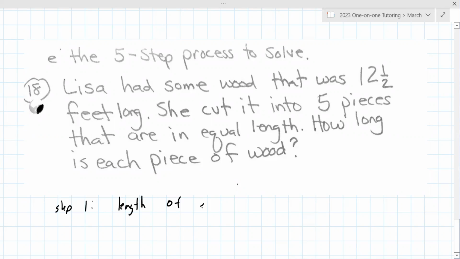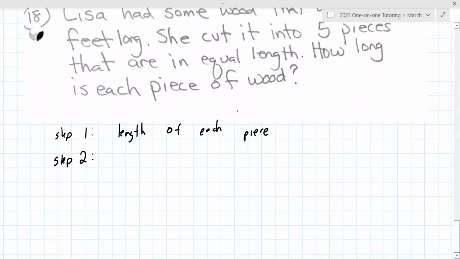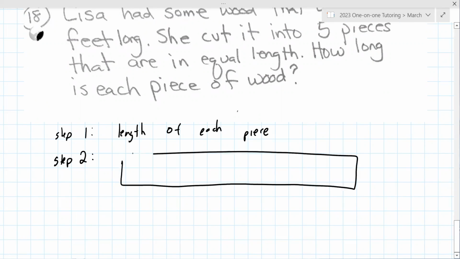Oh, yeah, okay. I'm shorthanding it. Please do it in the format your teacher wants. I'm not grading you. Step 2. Draw model. What's your model going to be for this one? What do you think? You could probably do pieces of wood and then put lines in the piece of wood.